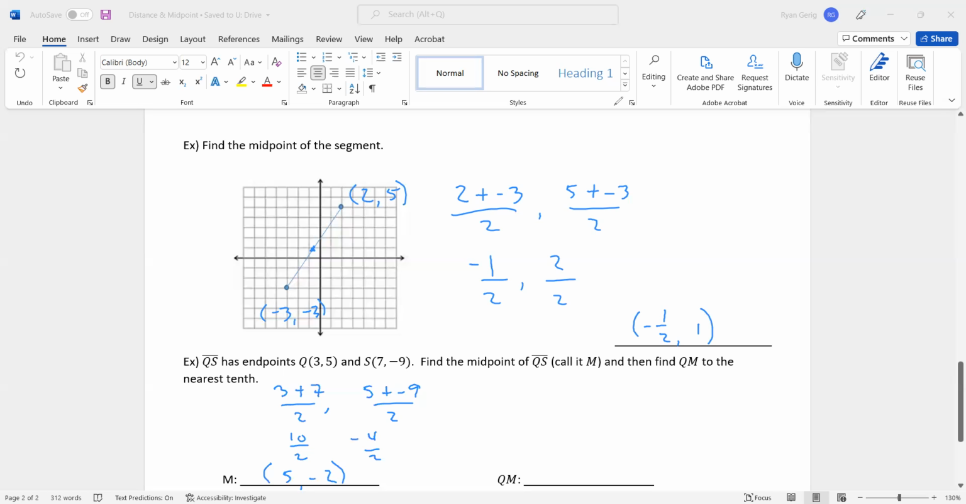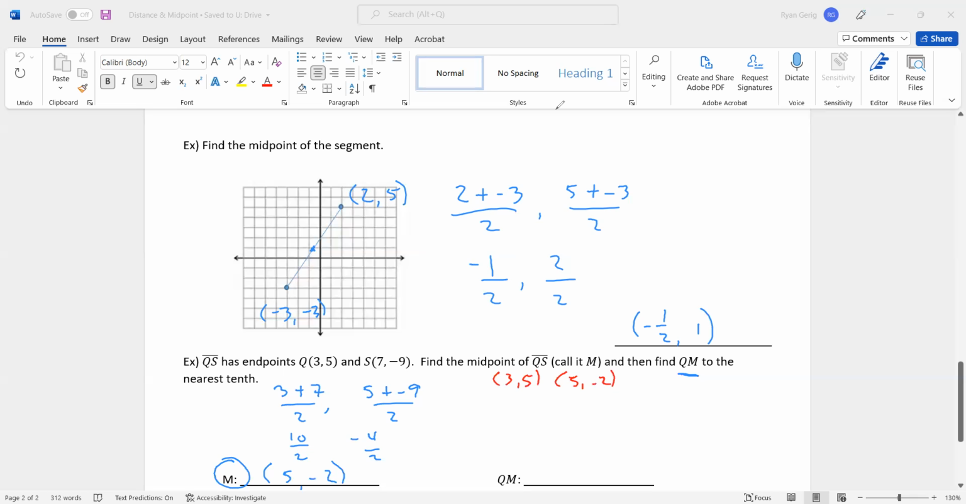Now it says find QM. I didn't focus on this at the front. When I just say find QM and there's no symbol above it, what I'm saying is find the length of QM. I think I did talk about it back in the segment addition postulate, but I want to point that out again. We're trying to find the distance, or the length, of QM. Notice I'm saying QM, not QS, QM, what I just found. So the two points that I'm using are Q, (3, 5), and M, (5, -2). Make sure you read what I'm asking you to find.